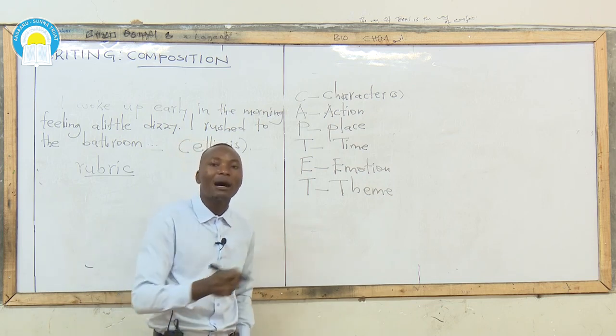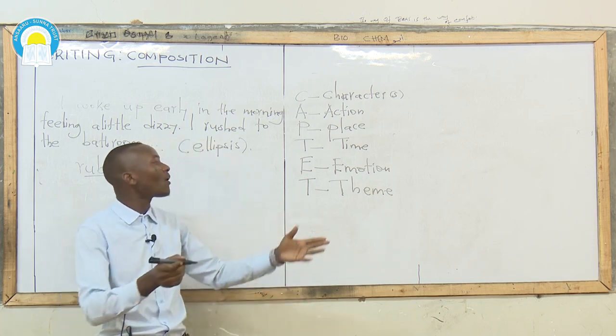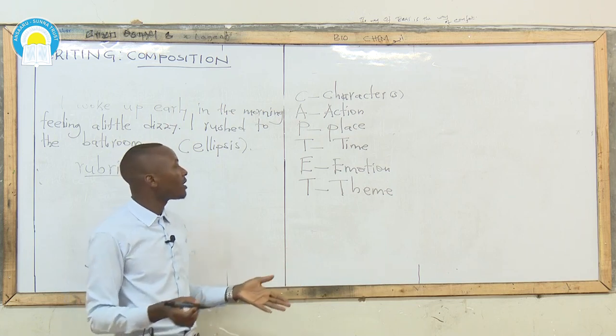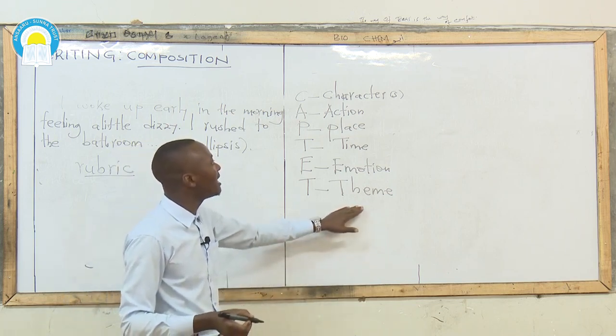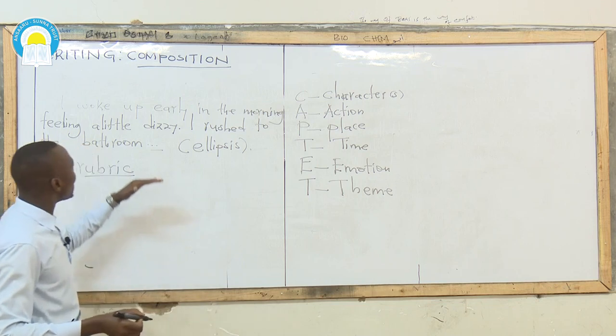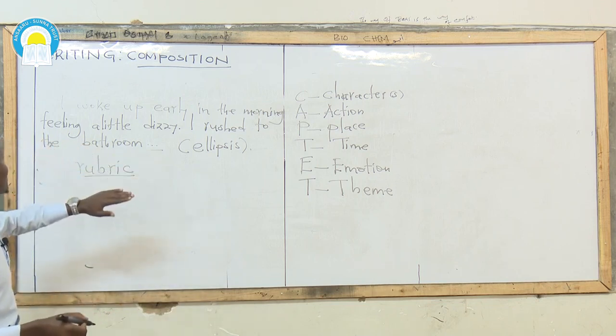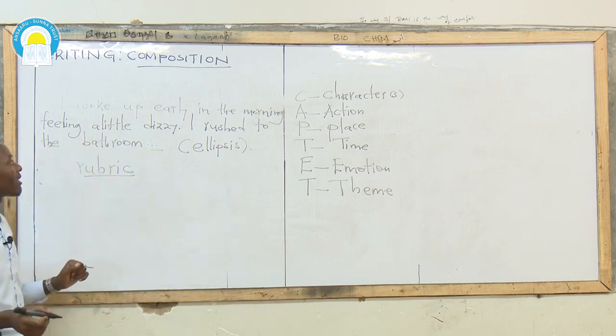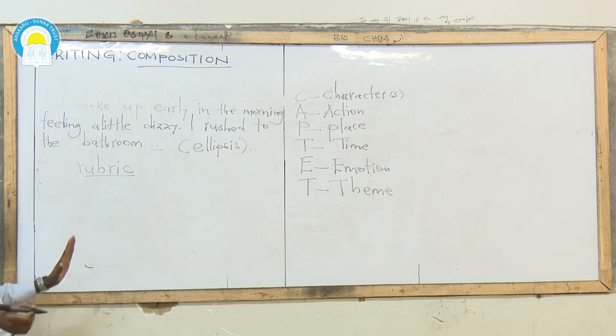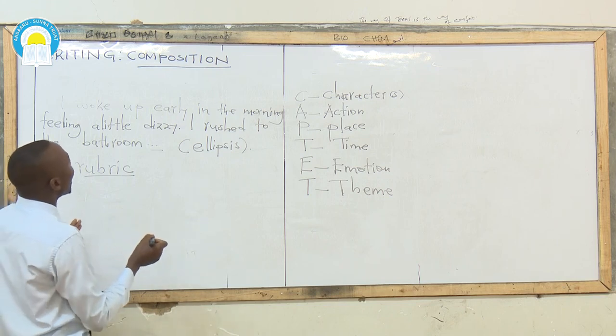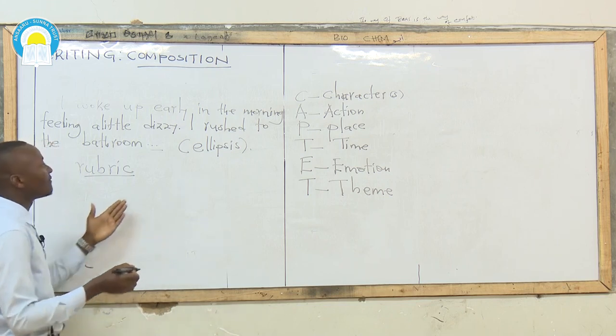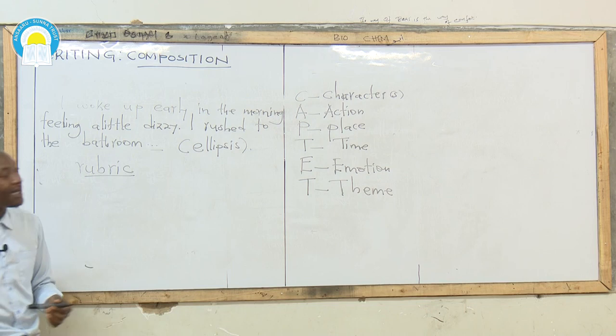What is this all about? The whole composition is all about which aspect? What is the whole composition about? That is the theme. Now, I want us to break down our rubric on the board using the CAPTET acronym. I woke up early in the morning feeling a little dizzy. I rushed to the bathroom. Then we have the ellipses, the 3 dots to be completed.